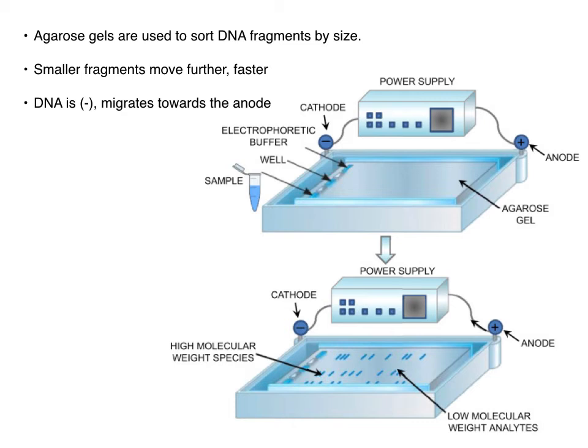Why is that true? That's because the matrix of this agarose gel is semi-permeable. Think of it as a sponge with a bunch of holes in it. Some of those holes are large, some of those holes are small. The smaller chunks of DNA can move through that matrix faster than the large chunks.